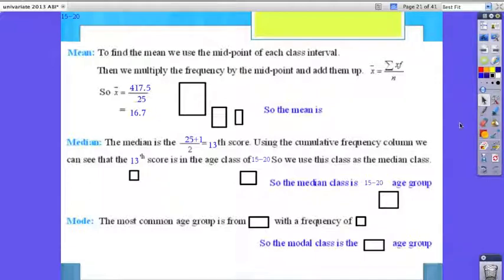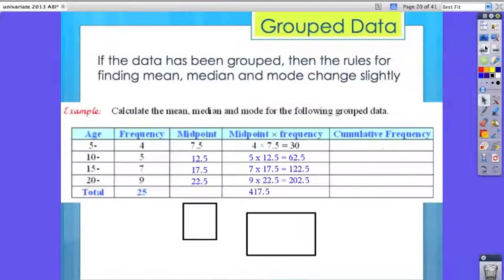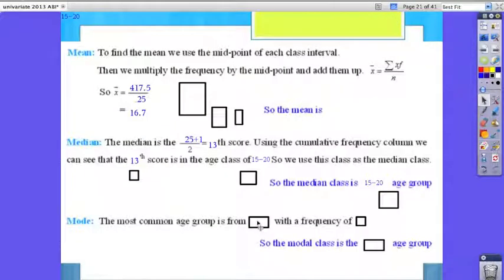The last one we look at is the mode. So the most common age group. I'm just going to flick back so you can see it again. If we have a look which one has the highest frequency, can you see that this last one here has the highest frequency? So this group from 20 to 25 is what we call our modal group. Okay, so I'll just move that so you can see. So it's 20 to 25 and it has a frequency of 9. So it's called our modal group.